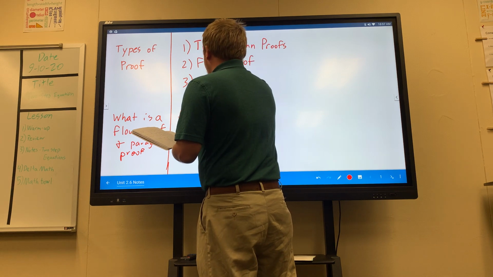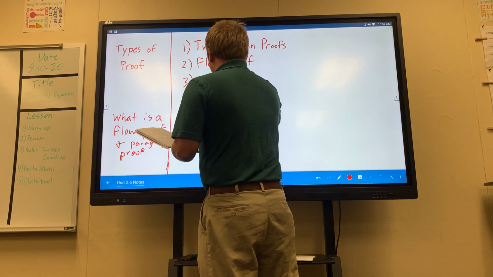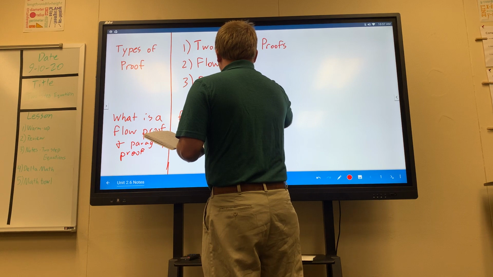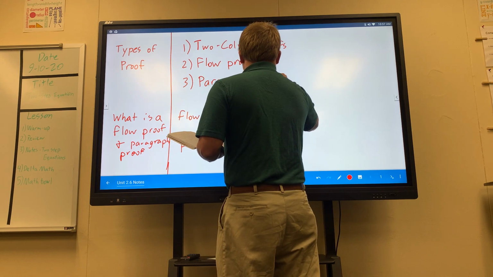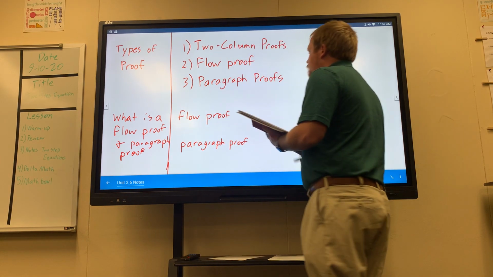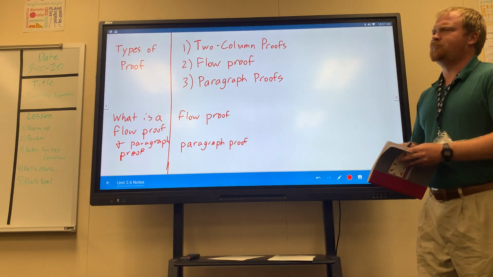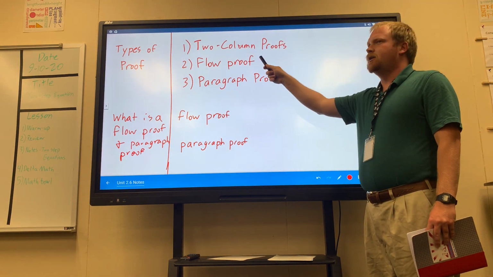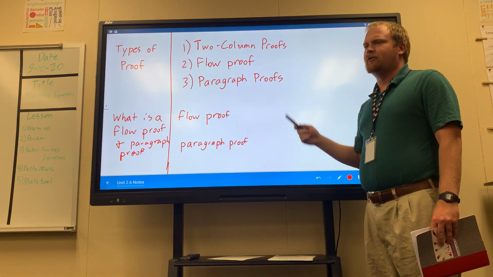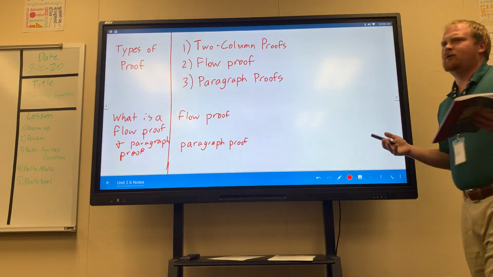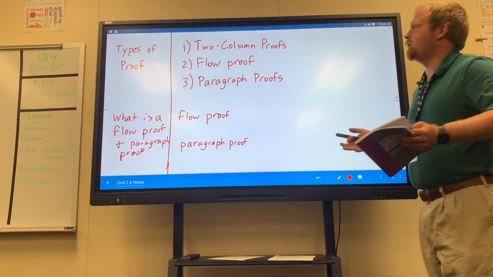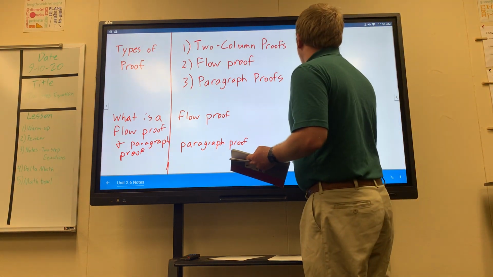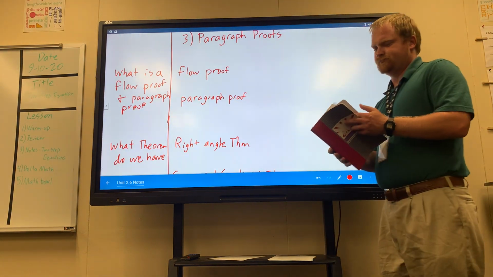And the third are paragraph proofs. Okay? So again, the three types of proofs that we may use are a two-column proof, a flow proof, and a paragraph proof. Well, we already did a two-column proof. So some of you may be wondering, what's a flow proof?